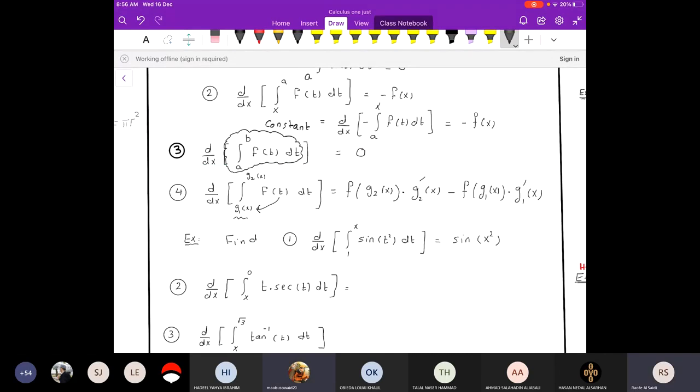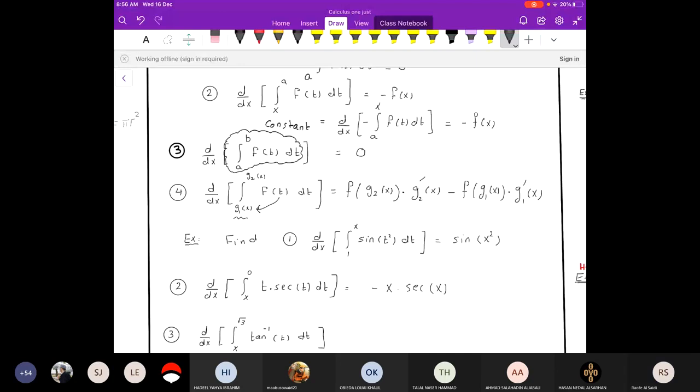Minus x secant x. Excellent. Next, d by dx of the integral from x to the square root of 3 of tan inverse t dt, which gives minus tan inverse x. Excellent, minus tan inverse x.